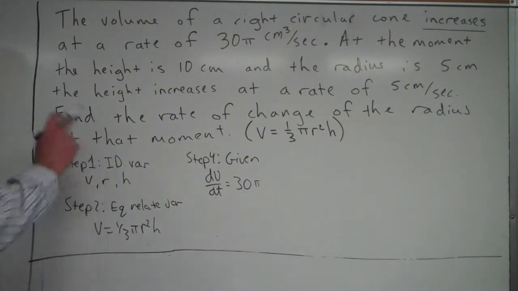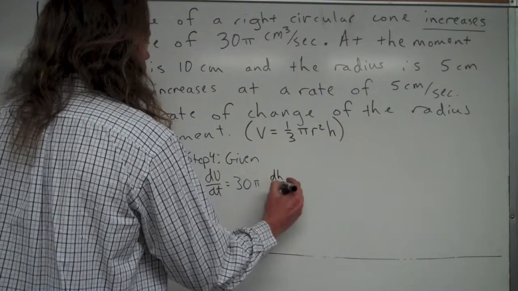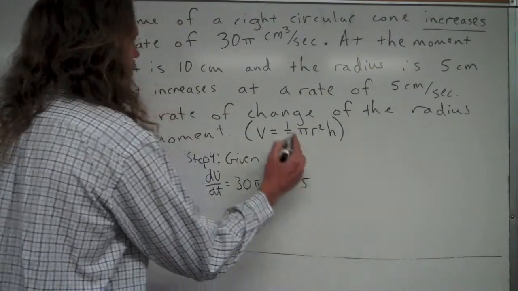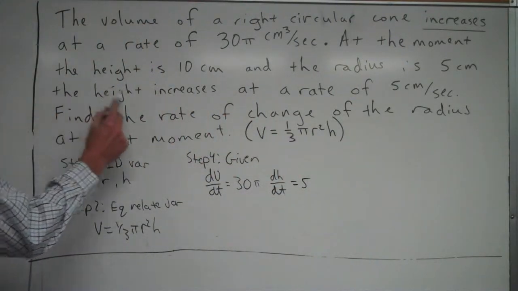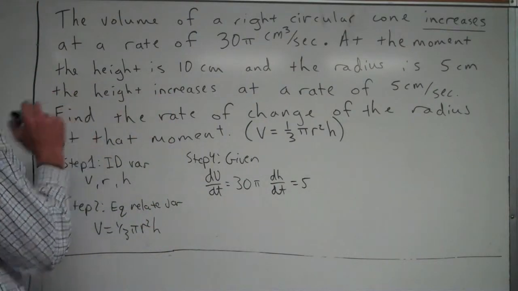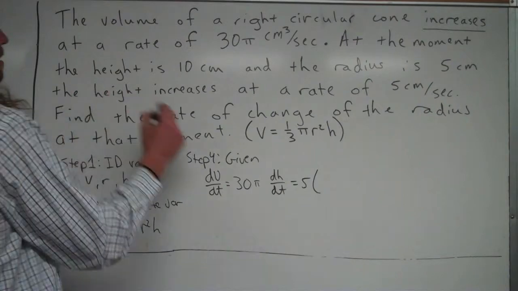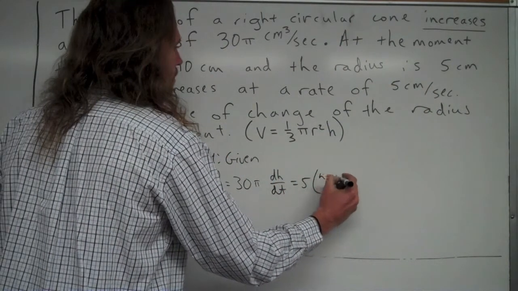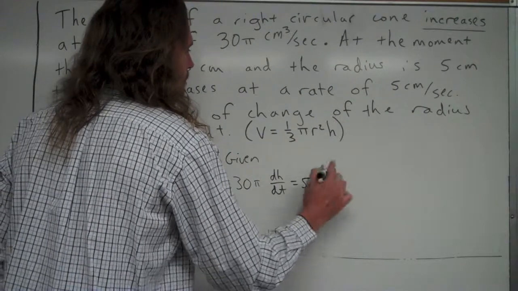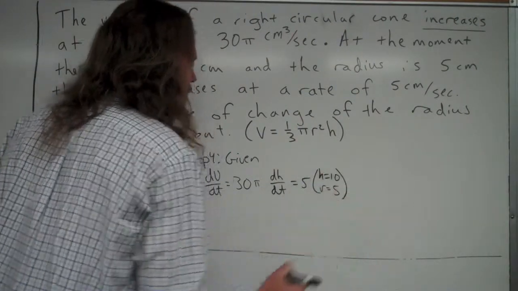Also, it tells us that dh over dt is equal to 5, because it says here that the height increases at a rate of 5 centimeters per second. That happens specifically, so maybe I'll put little parentheses around here, specifically when h is equal to 10 and when r is equal to 5. Okay, so h is equal to 10 and r is equal to 5.